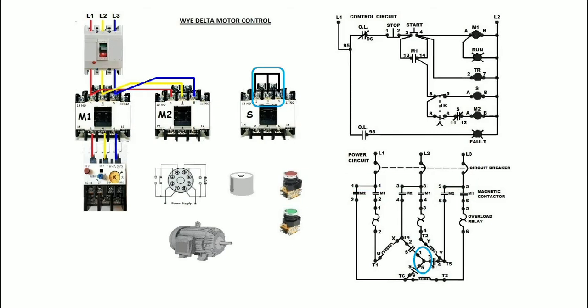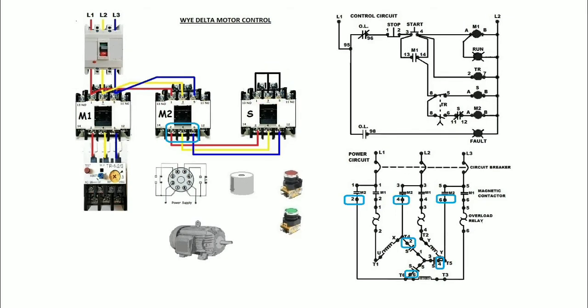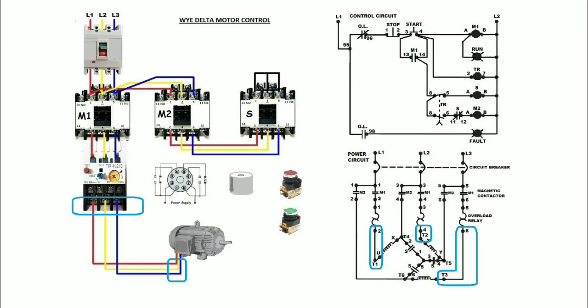On the upper terminals of the S magnetic contactor, terminals L1 and L3 will both be connected common to L2. The lower terminals of the M2 magnetic contactor will also be connected in the same order of L1, L2, and L3 represented by red, yellow, and blue to the lower terminal of S magnetic contactor. The lower terminals red, yellow, and blue of the overload relay will then be connected to terminals T1, T2, and T3 of the electric motor.